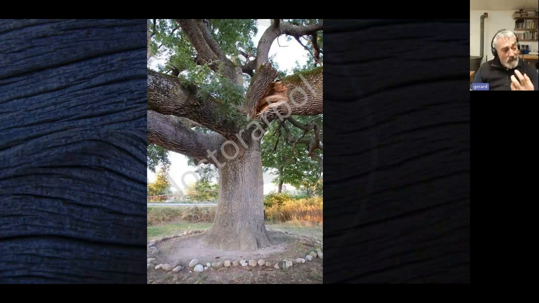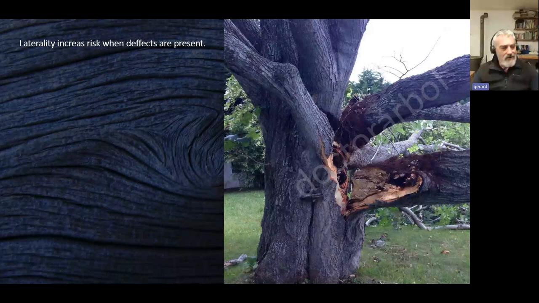Of course, in all the things that we are going to speak about today, if there is a defect in the union or a defect in the structure, this is going to be worse. But the weight itself can be a problem, and we have to be aware of it when analyzing trees. The weight is one of the first optimizations, or the fight against the weight. The weight is one of the first optimizations that the tree makes, but it's not the only one.